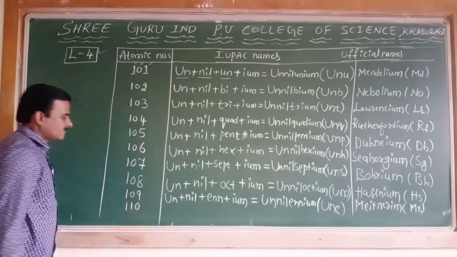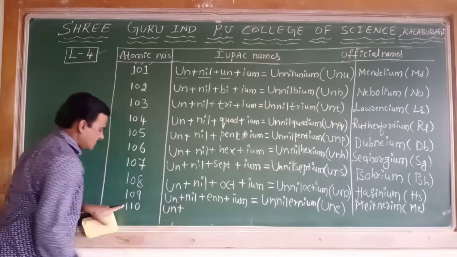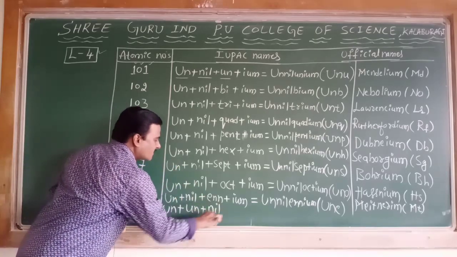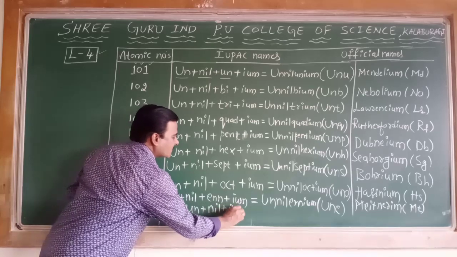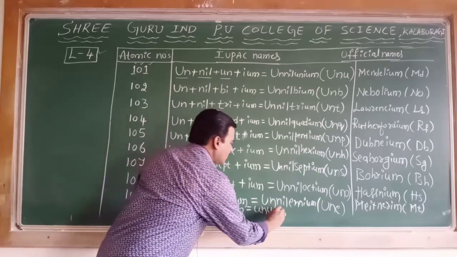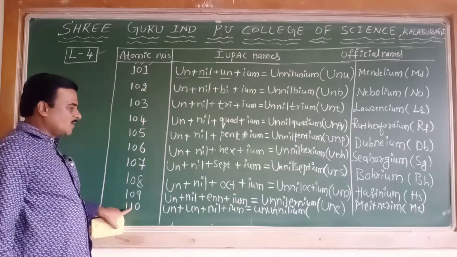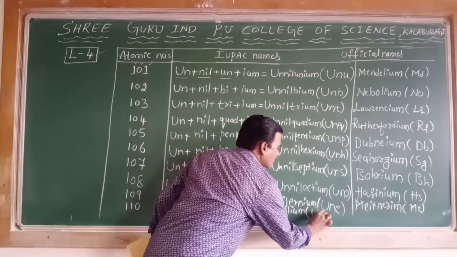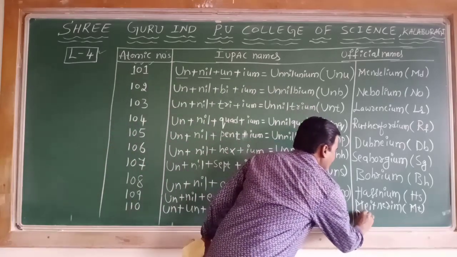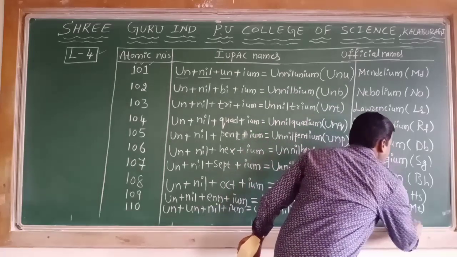110. Apply yourself. For 110, digit 1 is un, 0 is nil, plus ium: ununnilium, symbol Uun. The official name of this element is darmstadtium, with symbol Ds.